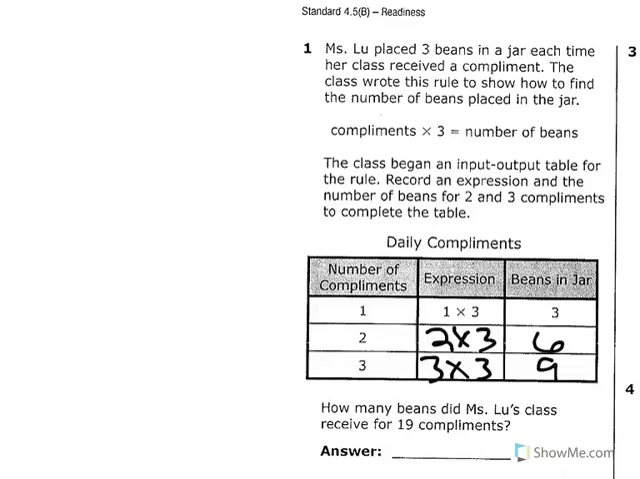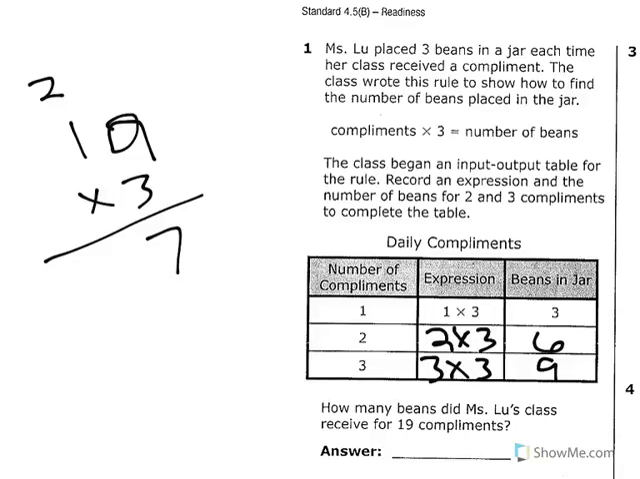So that would be 19 times 3. And 3 times 9 is 27. 3 times 1 is 3 plus 2 is 5, so that would be 57 beans. 57 beans.